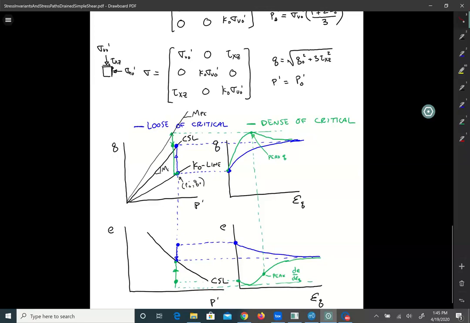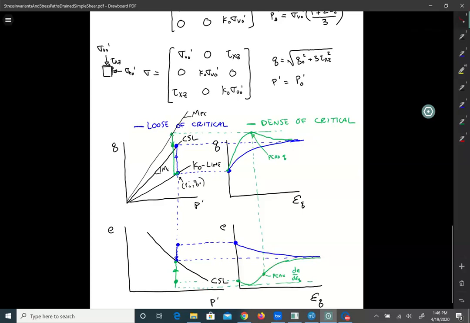All right, and then when we come over to Q versus epsilon Q, it's initially going to be stiffer because it's denser. Then it reaches the peak, that's the peak friction angle value. Then it comes down and will go asymptotic to the critical state. Okay, and then if we come down, the only plot remaining is E versus epsilon Q. We're starting at this point here, and then it does contract a little bit first before dilating up to the critical state.